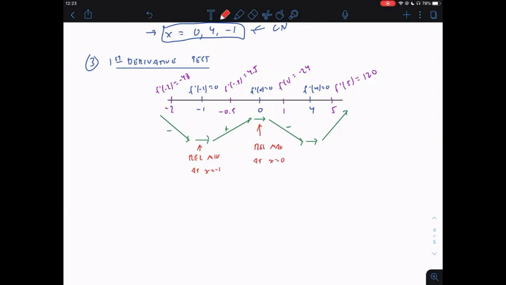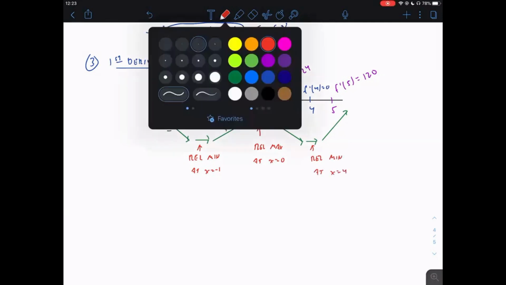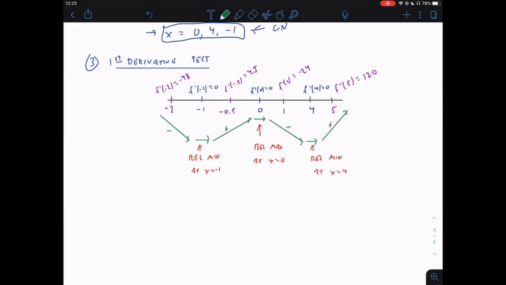All right, but we also have a third critical number. And at that third critical number, before it our function was decreasing, but then after it started to increase, meaning our slope went from negative to positive, meaning at this third critical value we have another relative minimum. So relative minimum at x equals 4, because the sign of our slope went from negative to positive. Okay, so notice that we have two relative minimums and then one relative maximum.